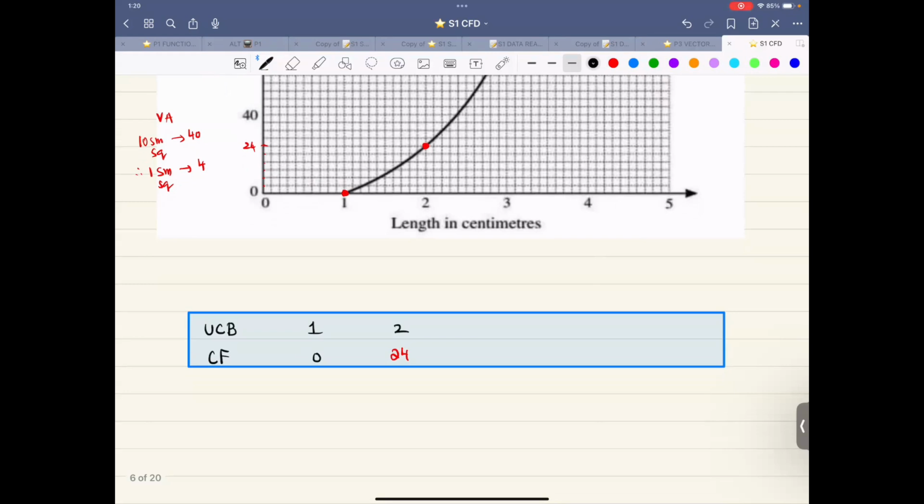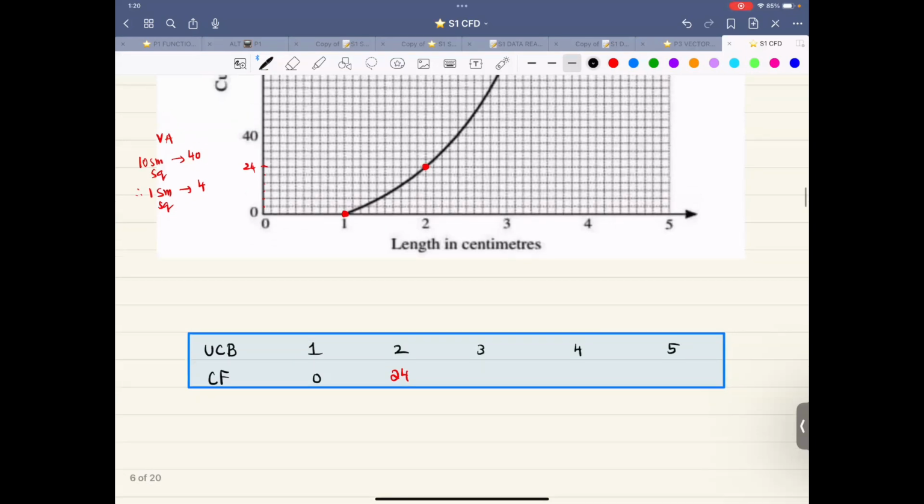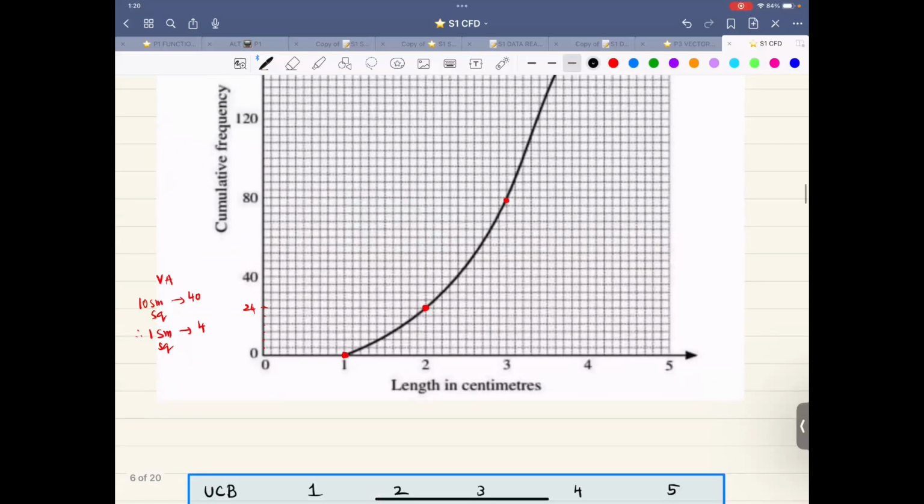And then we have the upper class boundary of 3, upper class boundary of 4, upper class boundary of 5. So at 3, what do we have? So just double check at 3, that is how we are going.